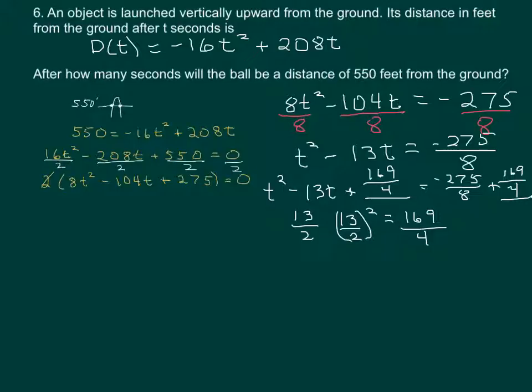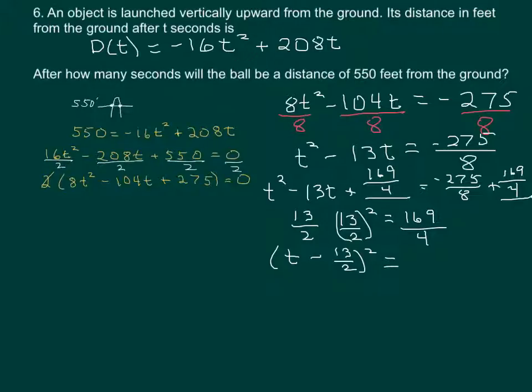Now that's not as hard as you think it is. On the left you already know what your factorization is going to be. It's going to be t, and then minus the half of it, which is 13 halves, squared. So that's your binomial. You have a squared term on the left now, which is what you wanted.